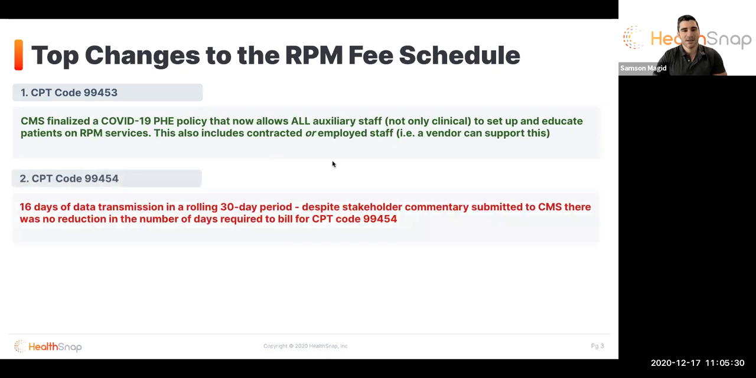Next is the 99454 code. As you can see, we had our first red, lack of change. CMS, despite stakeholder commentary, did not change the days of data requirements. So to successfully bill for 99454, the patient is still required to transmit at least 16 days of remote physiological data in a 30-day period.